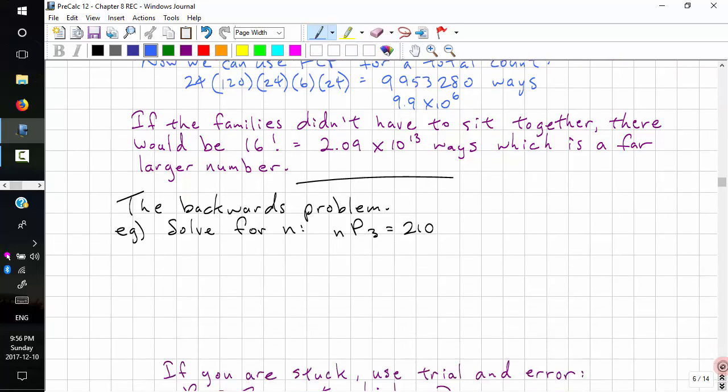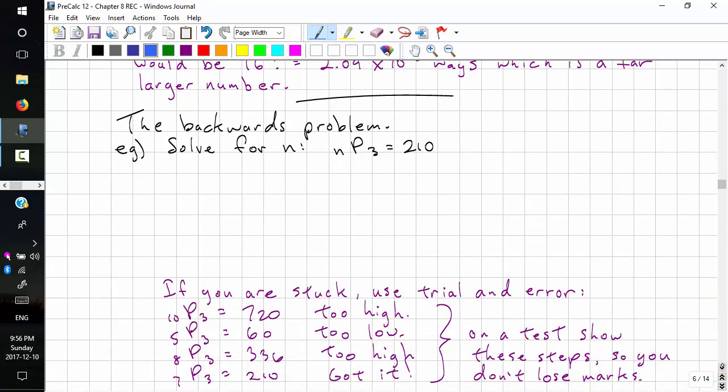Let's look at some backwards problems. Solve for n. So we have n times n minus 1, n minus 2. This equals 210. You can enter this on your calculator, but you should always think about ways to be able to do this in our head. What kind of factors can we get?